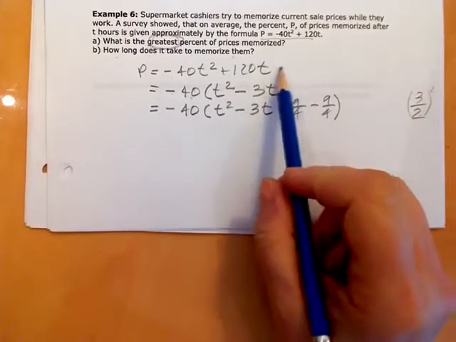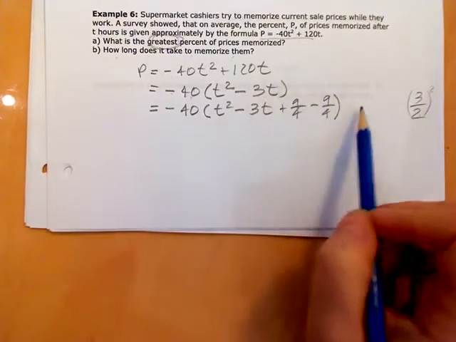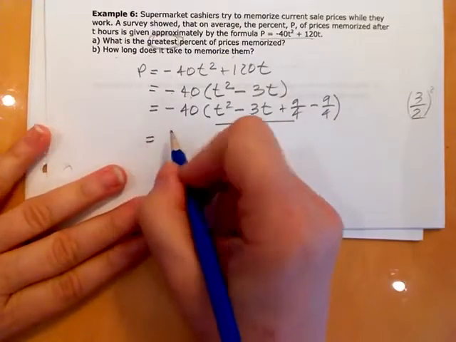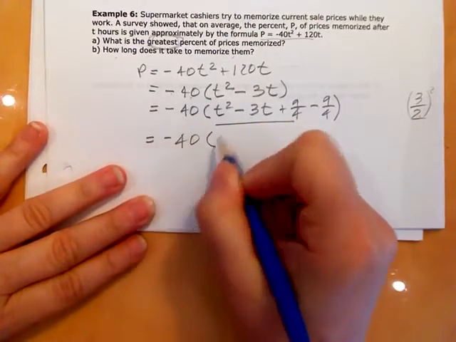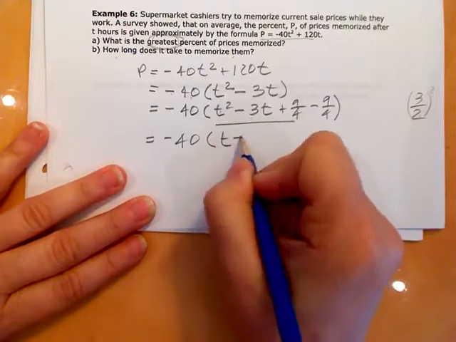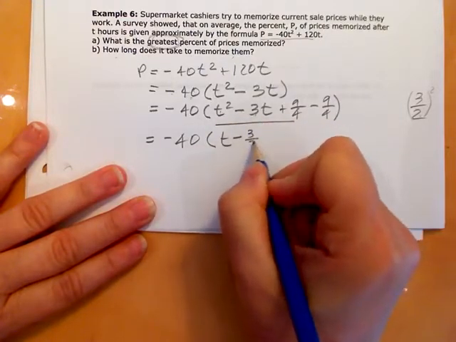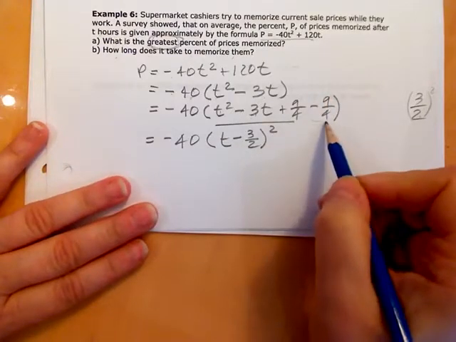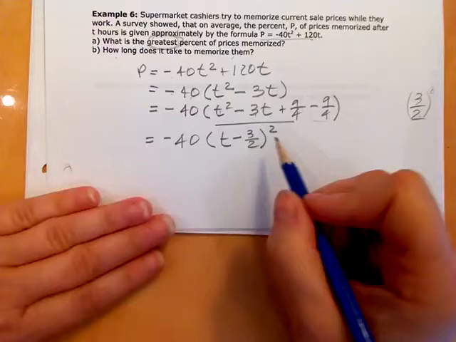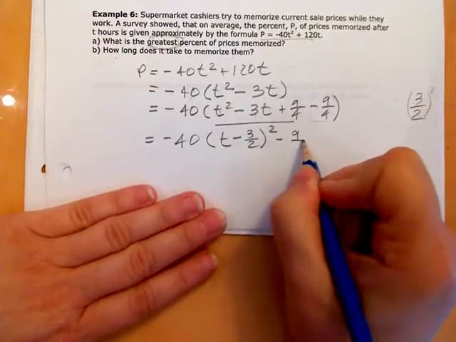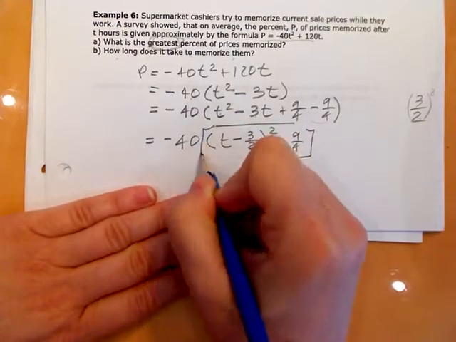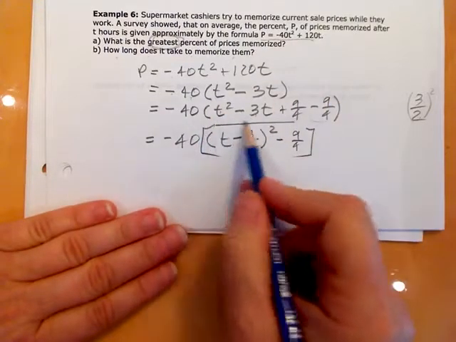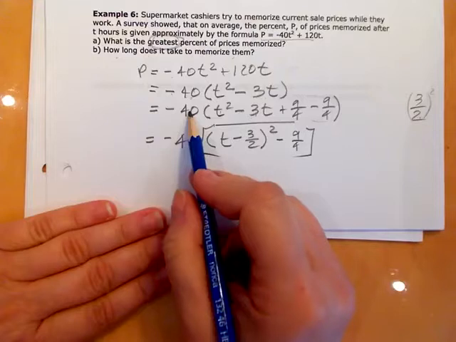Now this question doesn't have a constant, so there's nothing afterwards. These three we're going to make a perfect square. So we put in the t, we put in this sign, and then half of 3, which is 3 over 2. And then this minus 9 over 4 is still part of what's in these big brackets, because everything in this bracket is multiplied by minus 40.